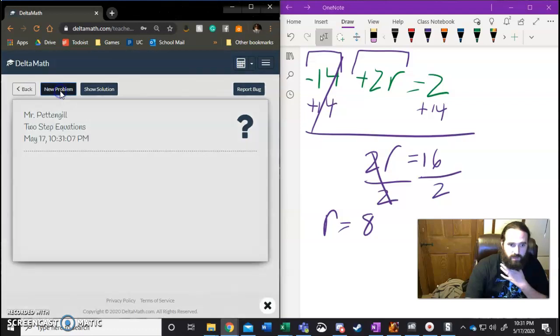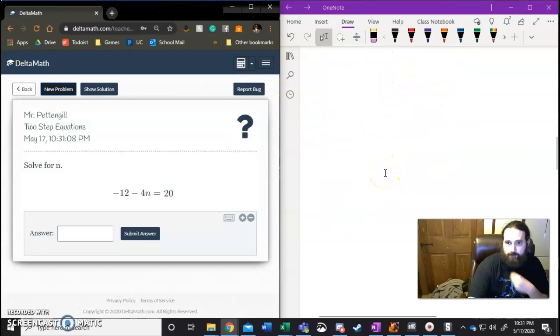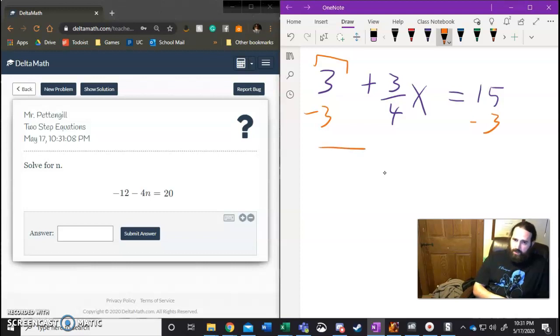Now, these problems aren't showing me what do I do if I have a fraction on that variable. Fractions are the same. They're math. You add, subtract, multiply, divide them. But let's say we had 3 plus 3/4 x, and that equaled, I don't know, 15. I would do it the same way. Deal with the number that doesn't have a variable first. And then I would get, okay, that's 3/4 x equals 12.